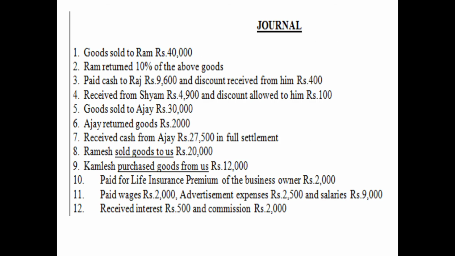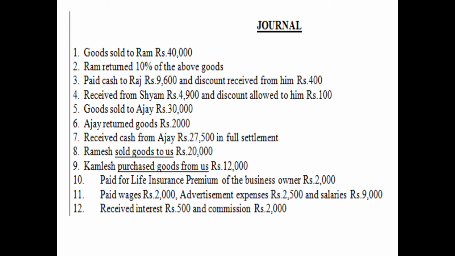So let us begin. The first transaction says goods sold to Ram rupees 40,000. So what will be the entry? If you see, the word cash is not mentioned here and the name of the person is given. So we will consider it as a credit sale, and therefore the entry for this will be Ram debited. Now since Ram is a human being, we will not write the word account in front of his name. So we will pass the entry Ram debited 40,000 to sales account 40,000.